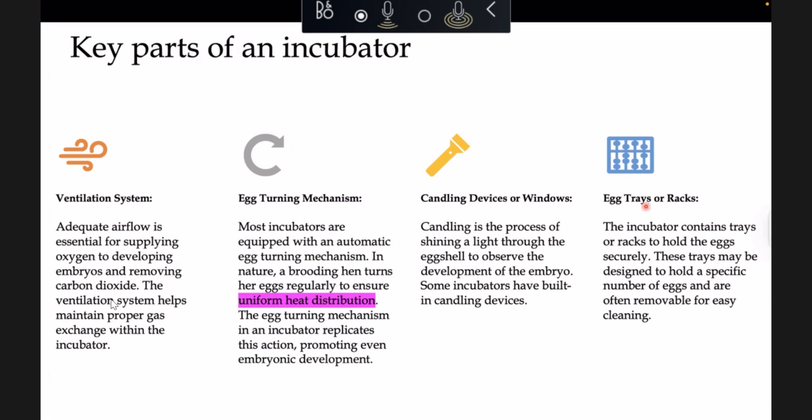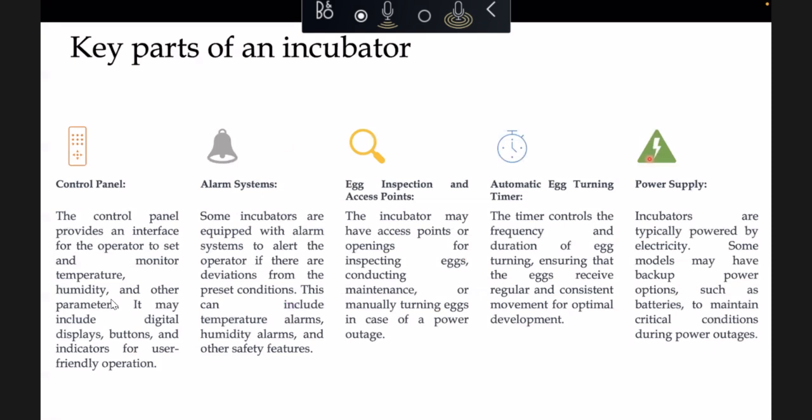Actually, I forgot to put a video. It would have been better to share it here directly. Then the egg trays or racks: we know the setter tray or setting tray, and we have the hatching tray to facilitate the hatching process. The control panel is where we can control the temperature, humidity, and other things, or fan speed. Then the larger scale incubators have alarm systems in case of any deviation from the preset temperature, humidity or airflow. That gives an alarm so that we can run there and fix the problem.